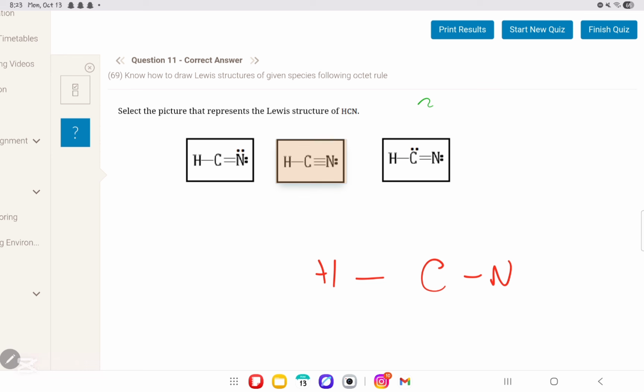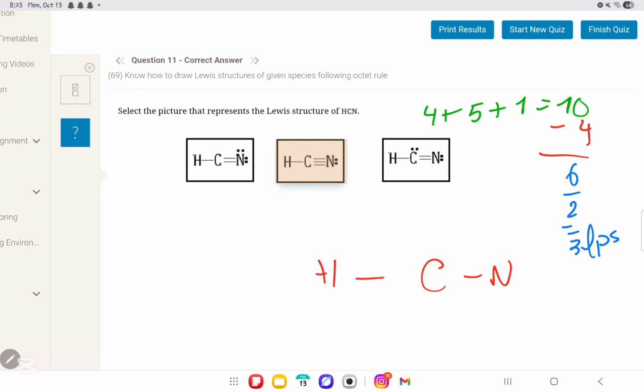Now, C is in which group? C is in group 4, plus N is in group 5, and then hydrogen is in group 1. So that's 4 plus 5 plus 1, that's going to be 10 electrons. Now we subtract 4 from it because we use them in the bonds. So that's going to be 6 electrons left. So 6 divided by 2, that's going to be 3 lone pairs.